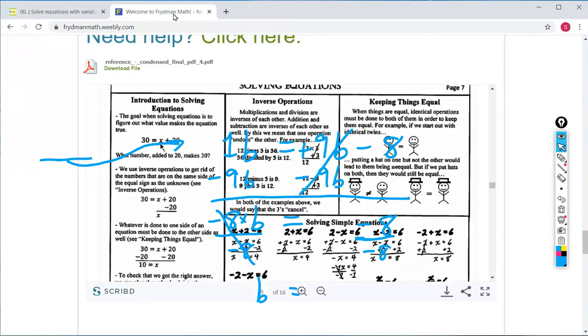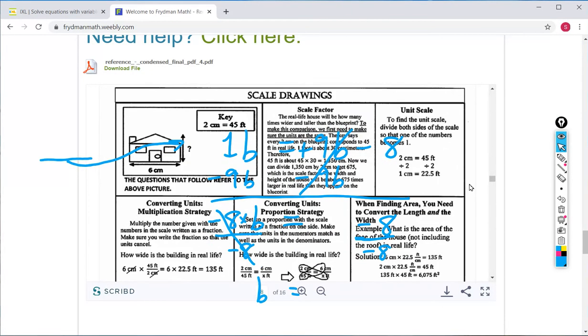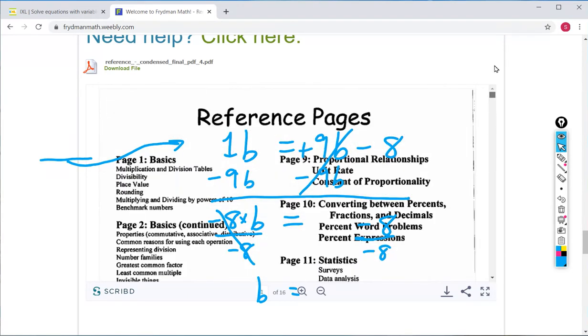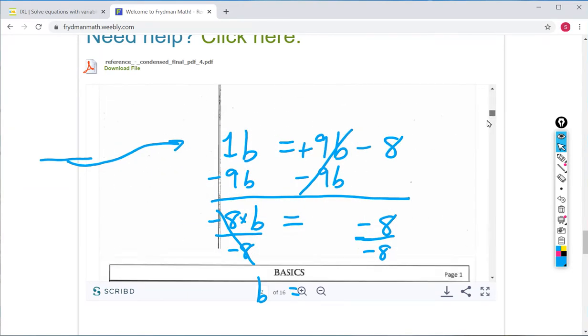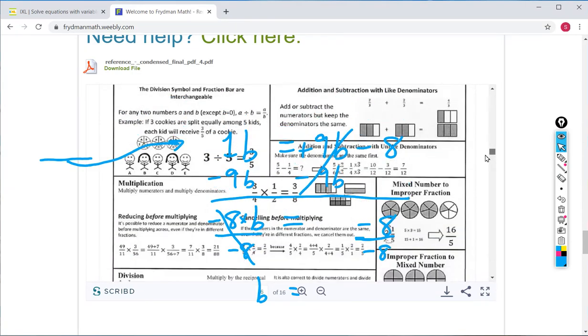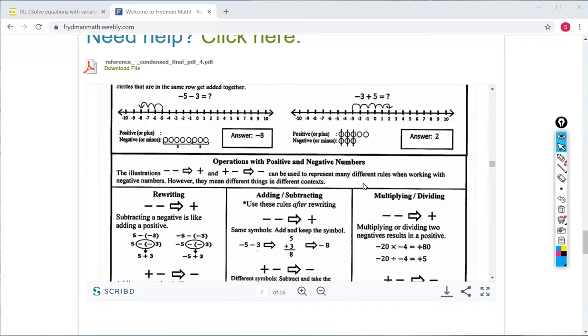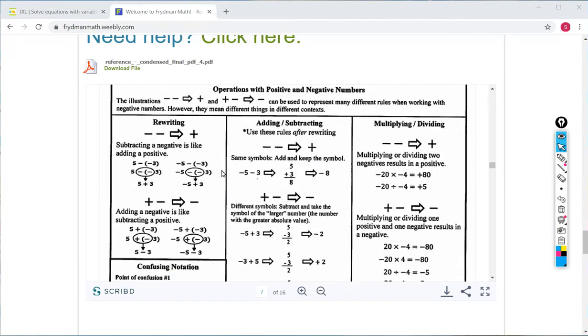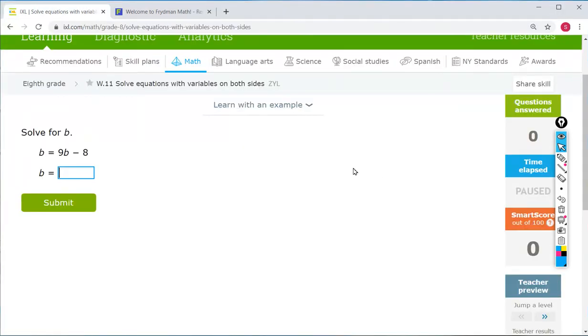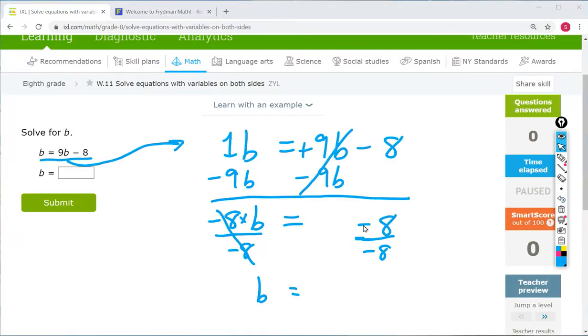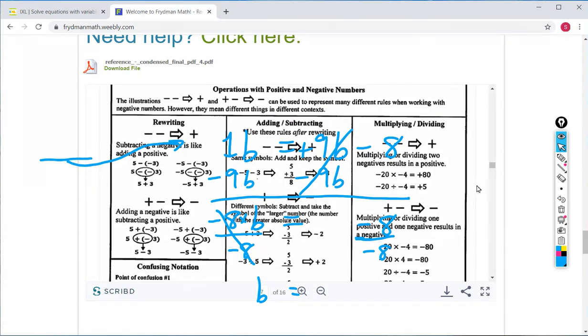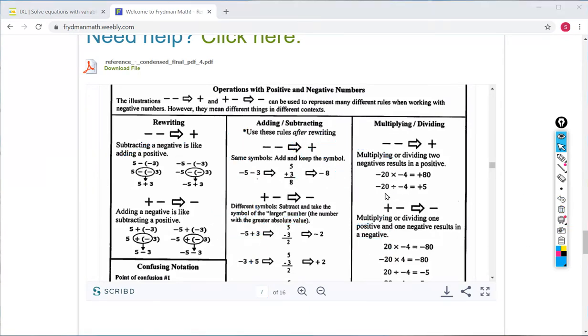You can look at, on Frydman Math, you can look at page, I forget what page it's on. Where's negatives? I remember, it's page 5. Look at the rules for negative numbers if you can't remember. There are rewriting rules, there are adding and subtracting rules, there are multiplying and dividing rules. So right now, I'm dividing a negative divided by a negative. Negative divided by a negative is positive.